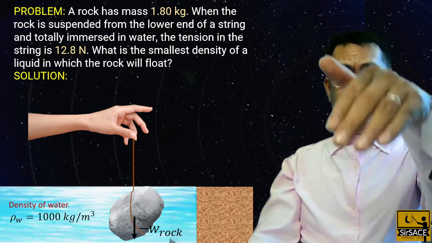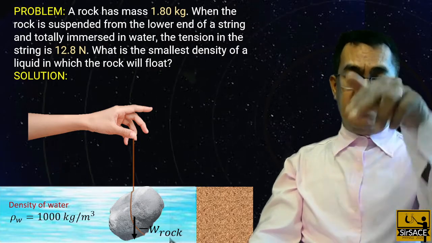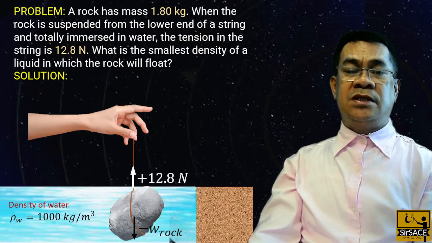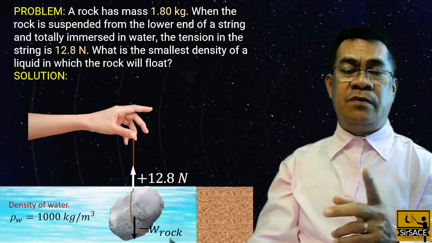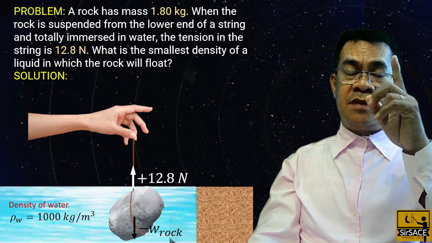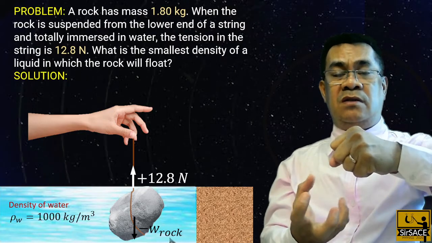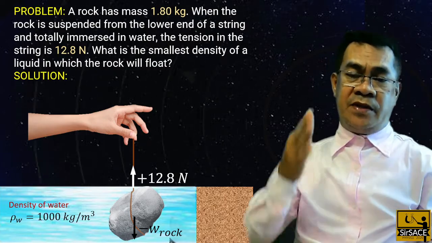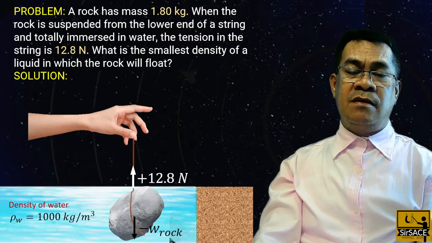Okay, so the weight of the rock, remember, is downward, just like what we did in the previous problem, because the weight is always downward. This is negative. Then upward is the reading of the tension, which is 12.8 newtons, and that is upward. Why? Because remember, the string cannot hold compression. All the string can do is apply a tensile force. So it applies a tensile force away from the stone, so it should be upward, meaning it is positive.